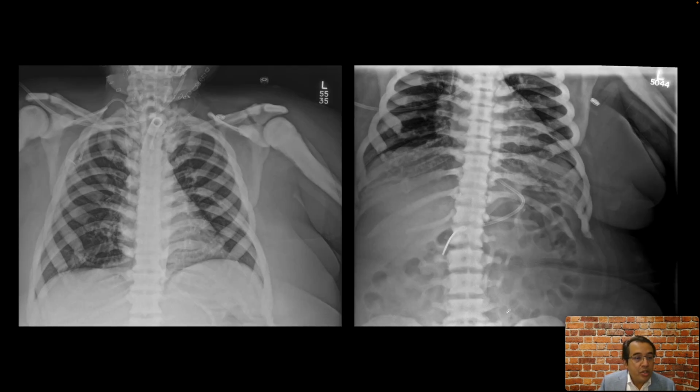Here is our next patient. We have two views. One is a chest x-ray and the other is an image of the abdomen. They have several findings. They have a tracheostomy tube. They have a central venous catheter. They have post-surgical changes. On this image, they have a Dobhoff tube in the stomach.